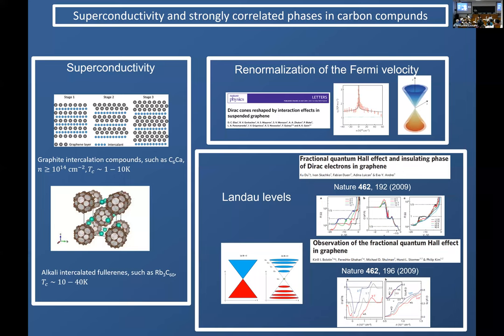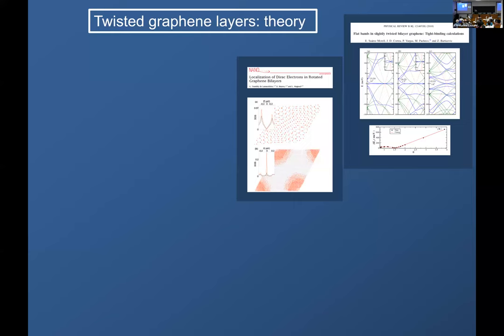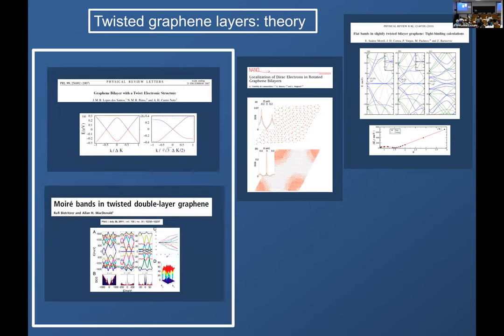But that was it. Definitely, superconductivity had never been found in graphite. I mean, there were reports, but not very credible, to say the least, of superconductivity in graphite. They have been repeated very recently, but there was no clear evidence for strongly correlated behavior or superconductivity in graphite. The idea that twisted bilayer graphene was interesting started with tight binding calculations in about 2010.